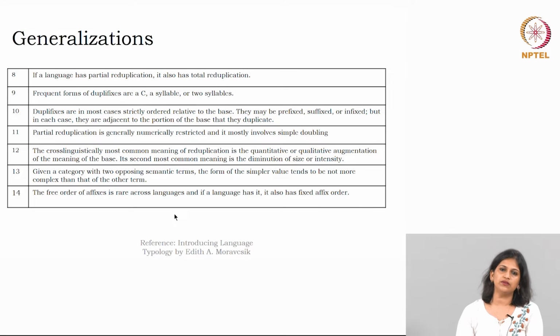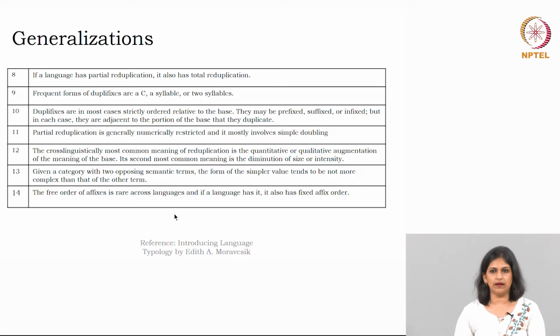However, since we do not know all the languages in the world, in case there are some languages which do not have reduplication, at least this set of generalizations is going to work. This set of generalizations is going to be considered universal. What is it? That means, if a language has partial reduplication, it must have full or complete or total reduplication.